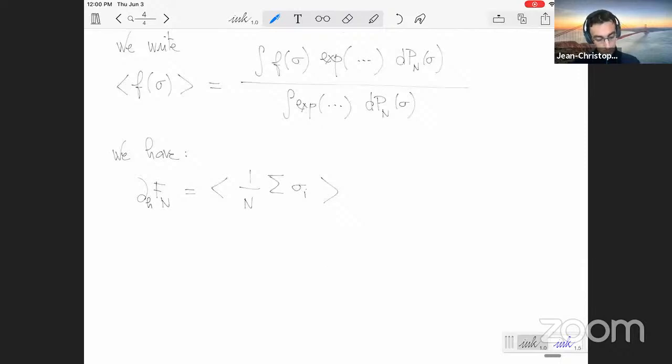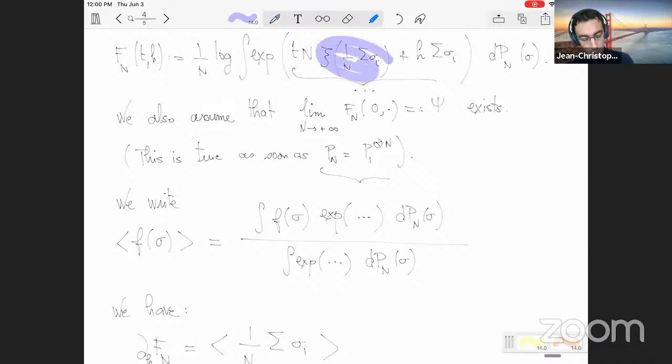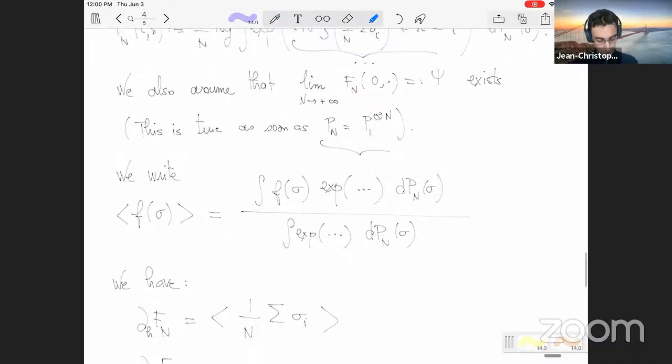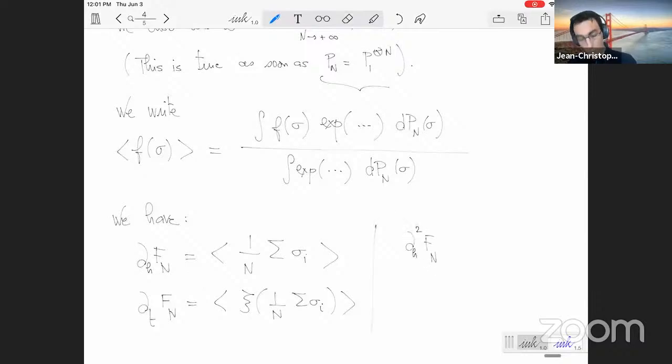So we have this, and we differentiate in T. In this general model, it is this guy which will show up, right? It's this psi that will show up when we differentiate. So we'll get psi of 1 over n sum of sigma I. Okay, and you also remember that when we differentiate twice in H, what we get is n times the variance of this magnetization.